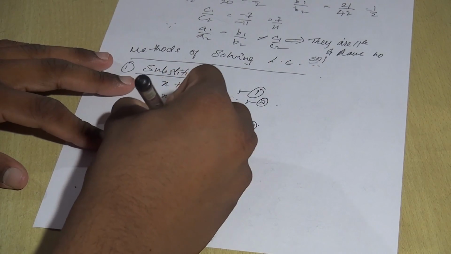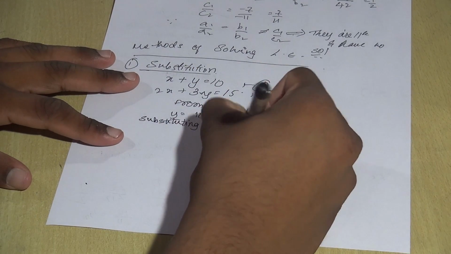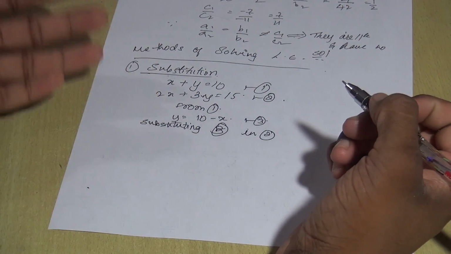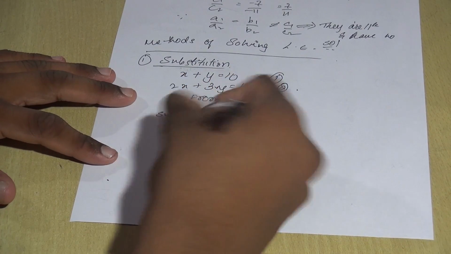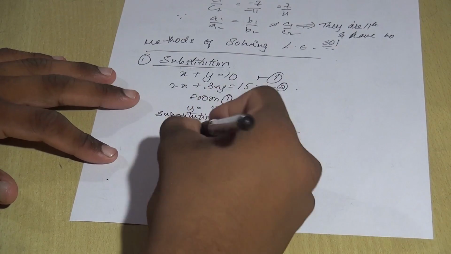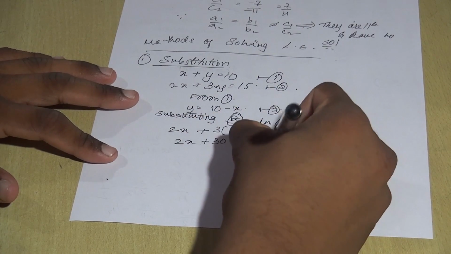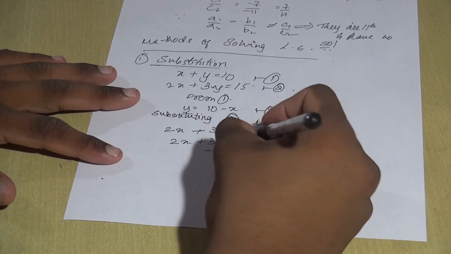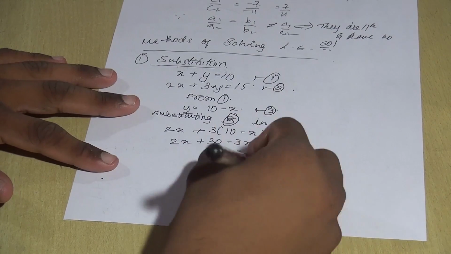Substituting the third equation in the second equation. Always substitute the equation you get in the other equation. If you substitute in the same equation, you won't get any answer. So you get 2x plus 3 into 10 minus x is equal to 15. 2x plus 30 minus 3x is equal to 15, obviously. You get minus x is equal to minus 15, x is equal to 15.